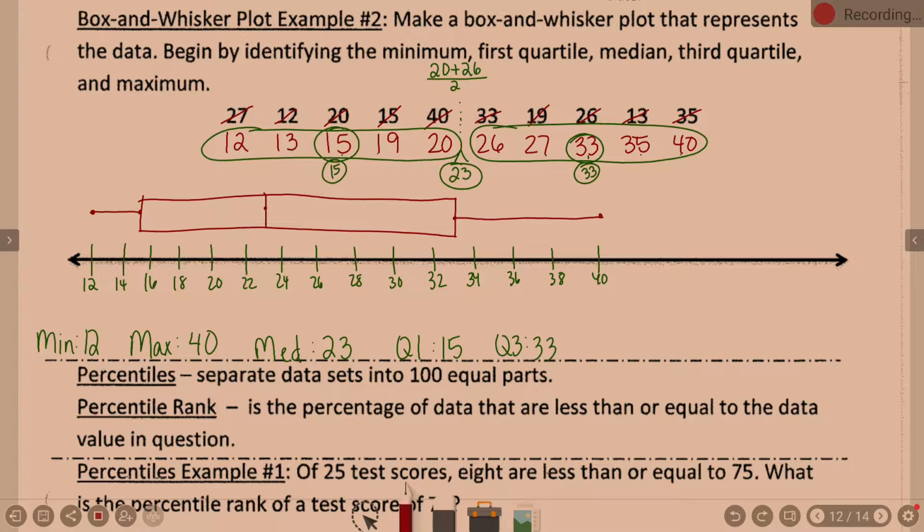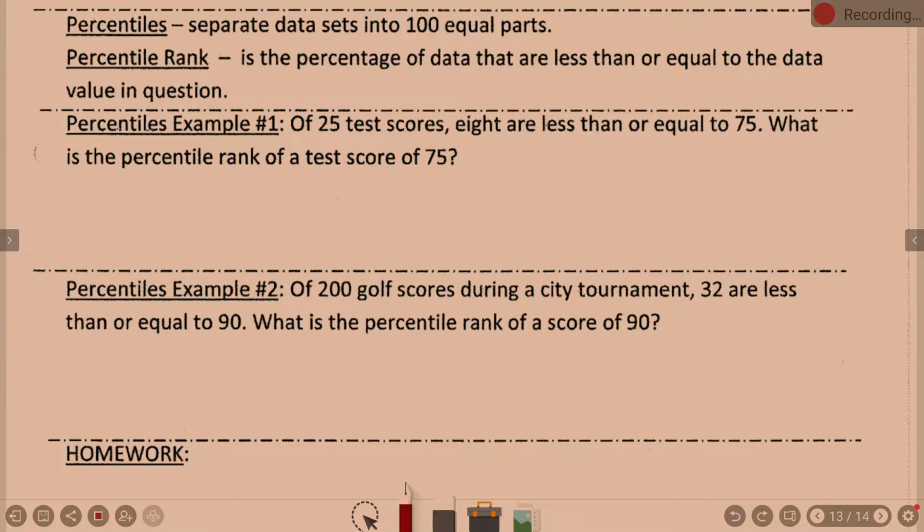Okay. Real quick, let's talk about percentiles then. We're talking about our quartiles to break everything into quarters, so 25% increments. When we talk about percentiles, it separates data sets into 100 equal parts. So very much like percents. Percentile rank is the percentage of data that are less than or equal to the data value in question.